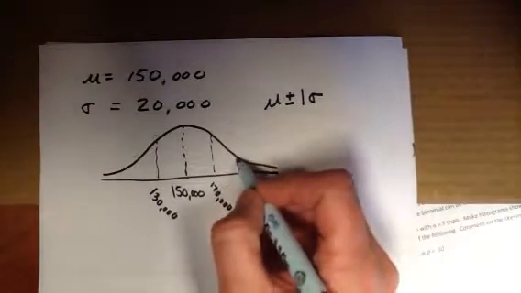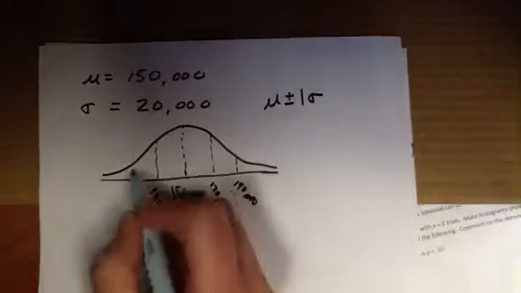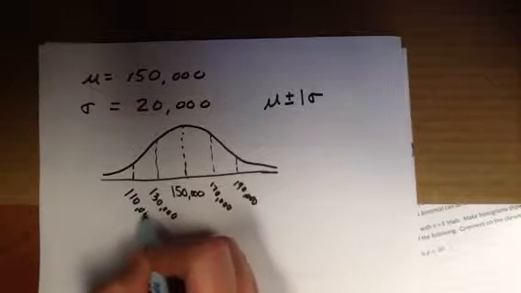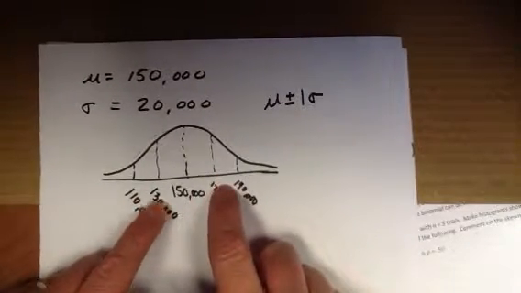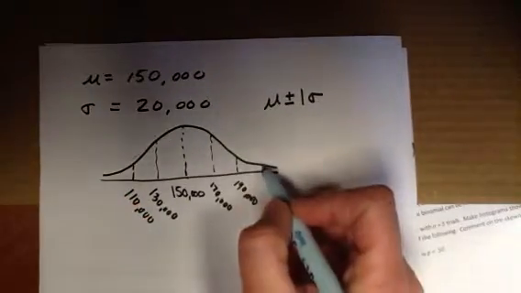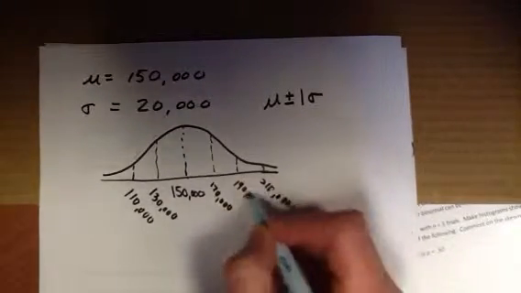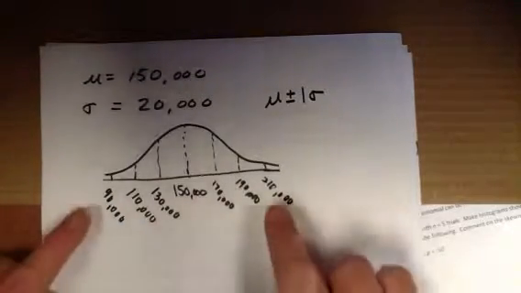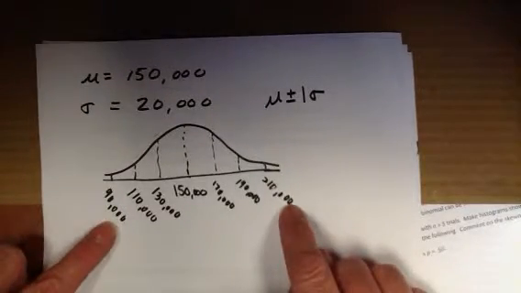Now we can do the same thing for 2 standard deviations above. Add another 20, we have 190,000. And 2 standard deviations below would be 110,000. So this is 1 standard deviation below and above the mean. This is 2 standard deviations above, 2 standard deviations below the mean. And then we can do the same thing for 3. We have 210,000. If we add another 20,000 and subtract 20,000 here, we'd have 90,000. So these are 3 standard deviations above the mean, 3 standard deviations below the mean.